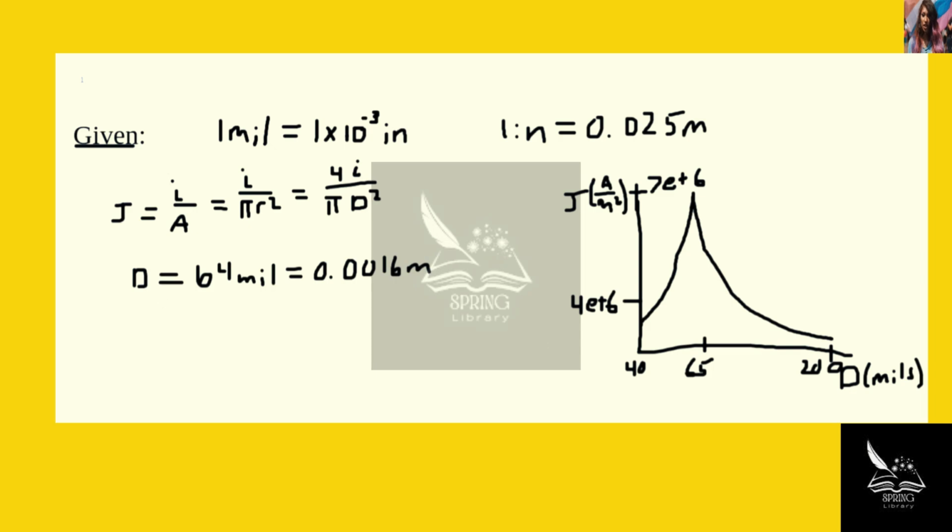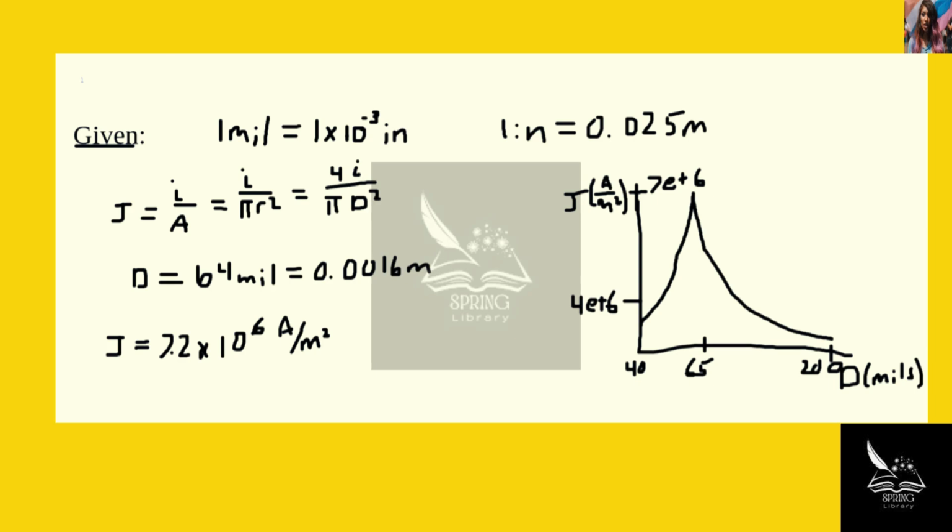Okay, so judging based upon the graph, the maximum safe current density is found from that gauge 14 wire with a diameter of 64 mils and has a maximum current density, we'll write J, which equals 7.2 times 10 to the 6 amperes per meter squared.